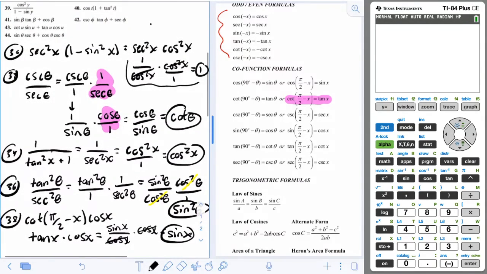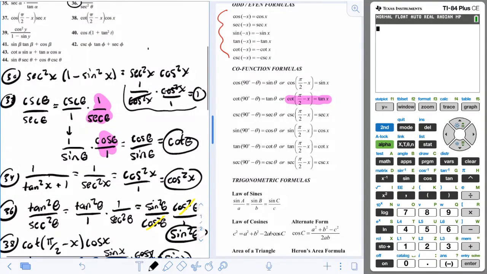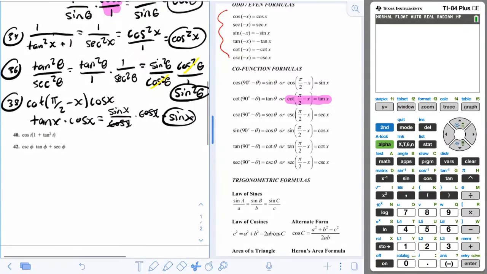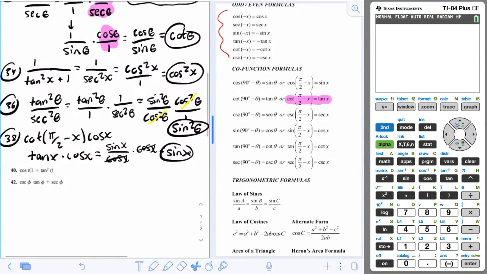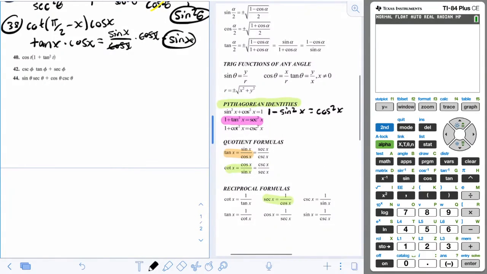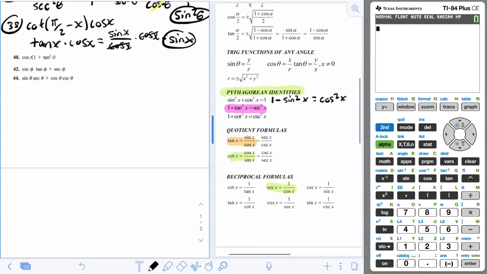All right, might as well just go through and finish. So I'm just going to move these down. So we'll do these last three, 40, 42, and 44. So 40 is cosine of t times 1 plus tan squared of t. Now that 1 plus tan squared makes me think of my Pythagorean identities over here. And it looks like 1 plus tan squared is equal to secant squared. So for 40, I'm going to take cosine of t, and then 1 plus tan squared is the same thing as secant squared of t.